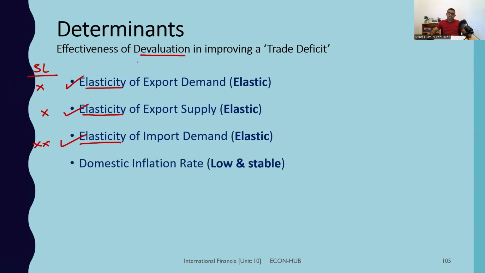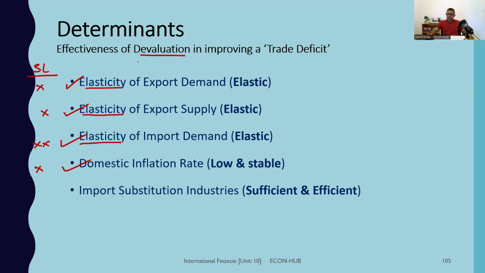And then we should be able to control domestic inflation. All of us know we do have problems. Now inflation is under control, but all of us know we do have problems here. Then import substitution industries sufficiently should be there. Import substitution industries is what gives us that flexibility that we need in imports.